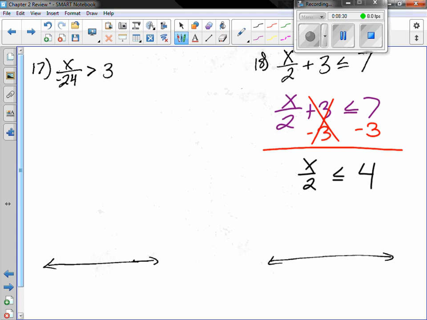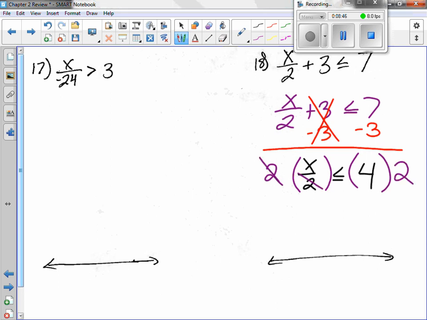Well, x and 2 here are being what? Multiplied, divided, added, subtracted. They'd be divided, because they're over the top of each other. So to undo division, we would use multiplication. So we multiply both sides by 2, because the 2 and 2 would simplify. Because really, when we multiply by 2, I'd have 2x over 2. 2 divided by 2 would be 1, so I have x is less than or equal to, well, 4 times 2 is.